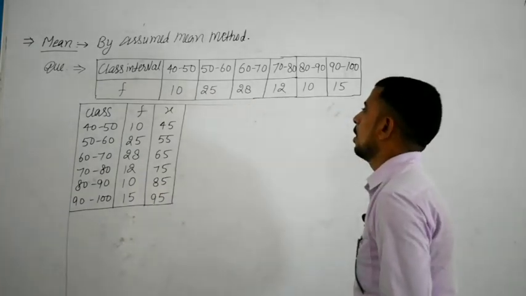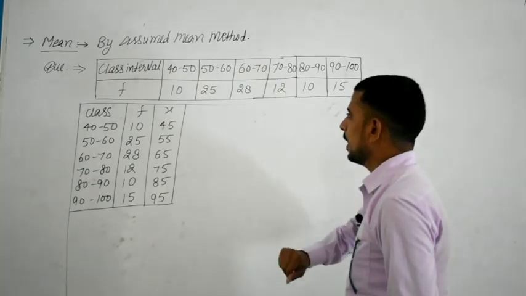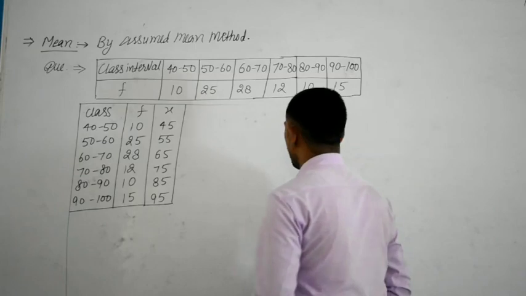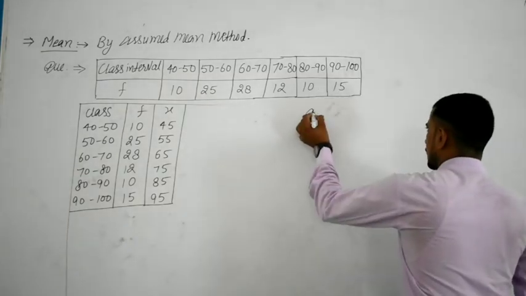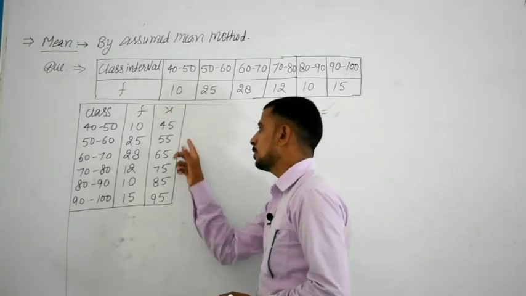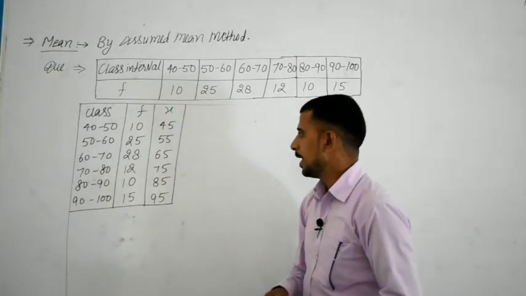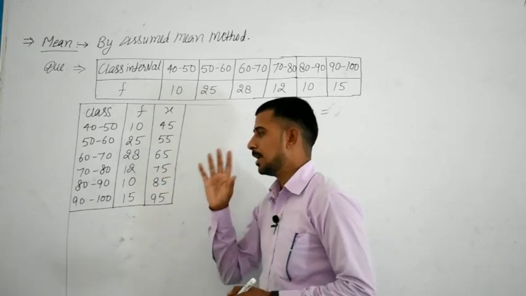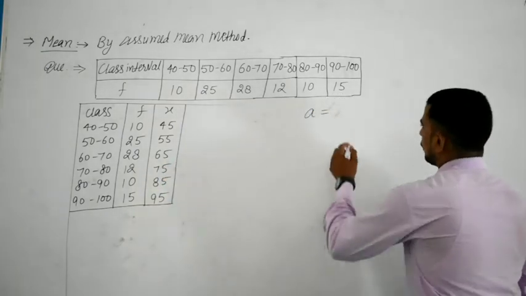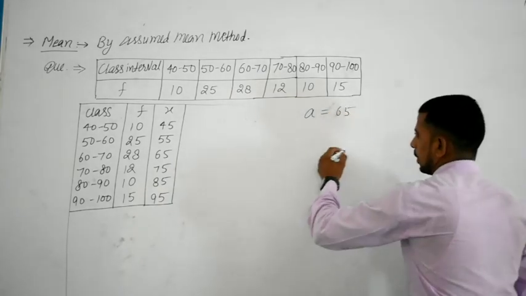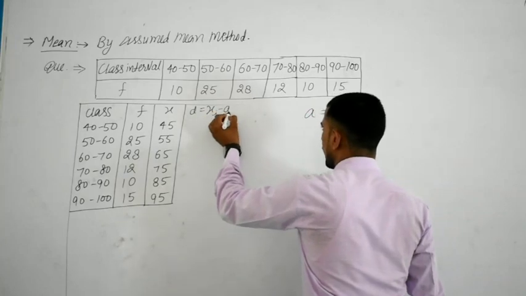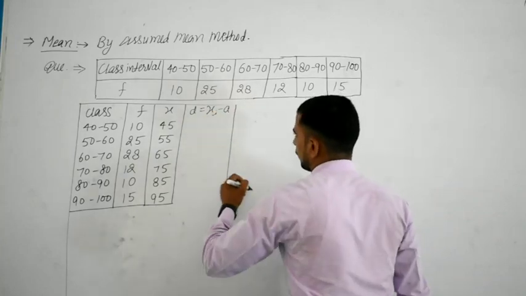Now by the assumed mean method, first assume a mean, that is, the value of a. Assume a mean from the values of x. You can assume 65 or 75. I am going to assume 65. Then the value of deviation d is equal to xi minus a.